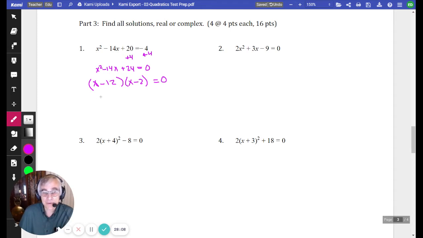And that leaves me with two equations that I can solve. x minus 12 equals 0, and x minus 2 equals 0. So x equals 12 or 2.